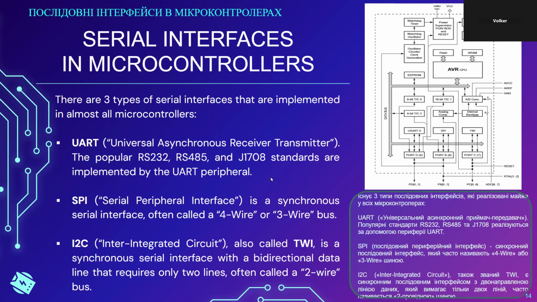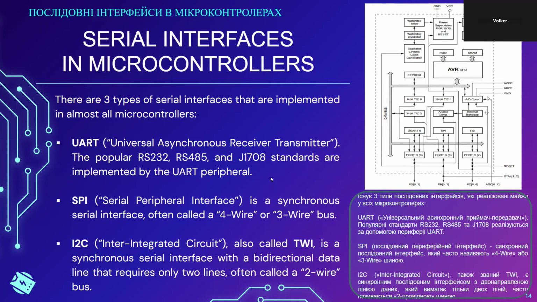So the USART, there's an S included, but it's a UART, an asynchronous, the universal asynchronous receiver transmitter. There is the SPI interface, serial peripheral interface. And the I2C interface is called a TWI, which is another name for it, the two-wire interface. The UART is generally used for off-board communication, and the RS-232, RS-485, and J1708 standards use the UART peripheral.